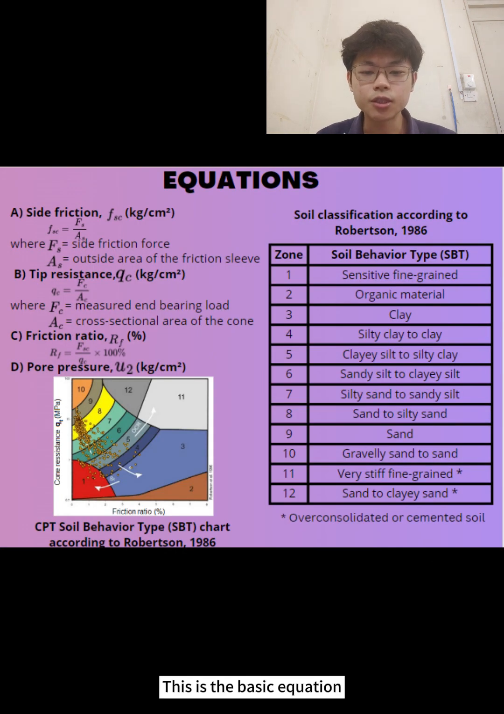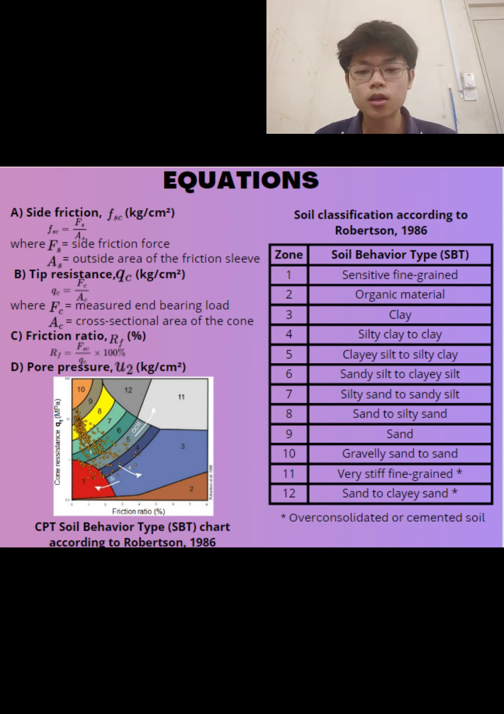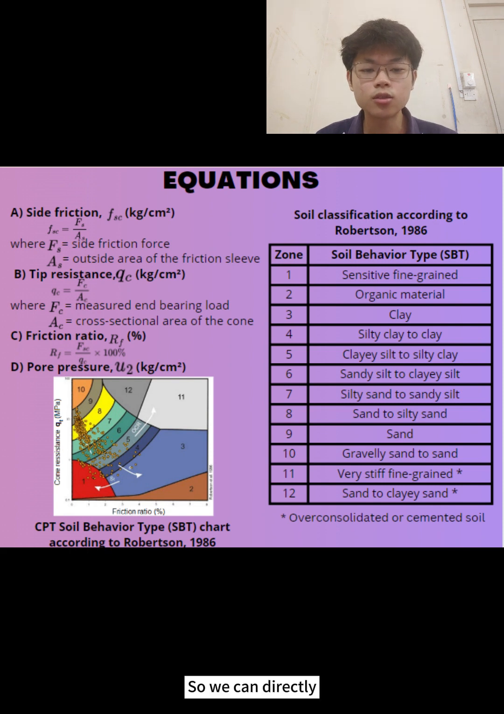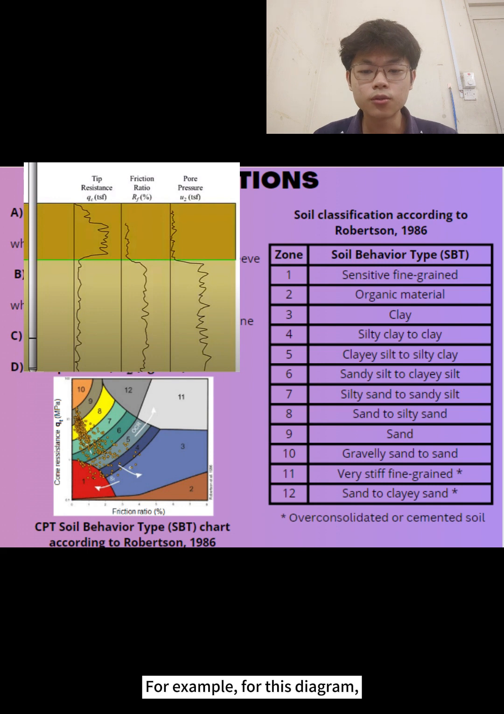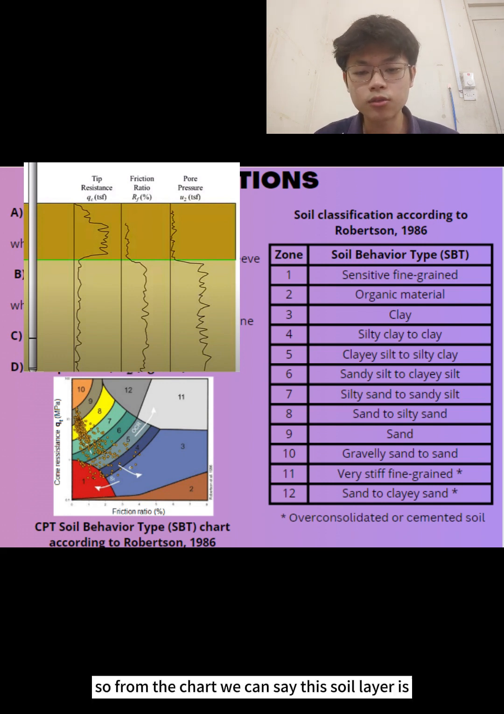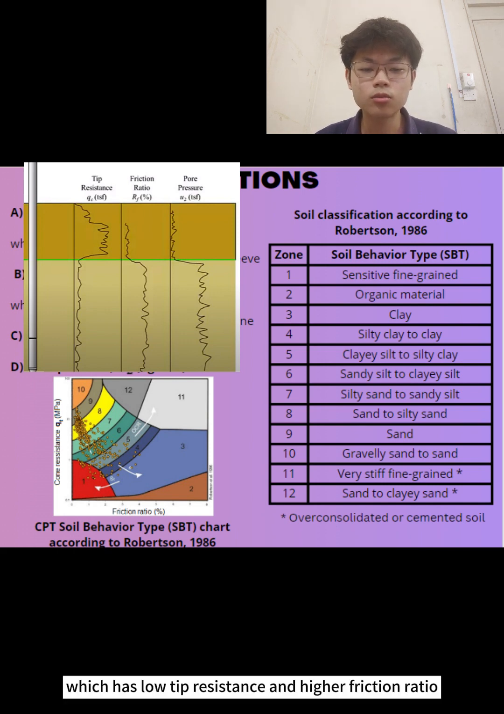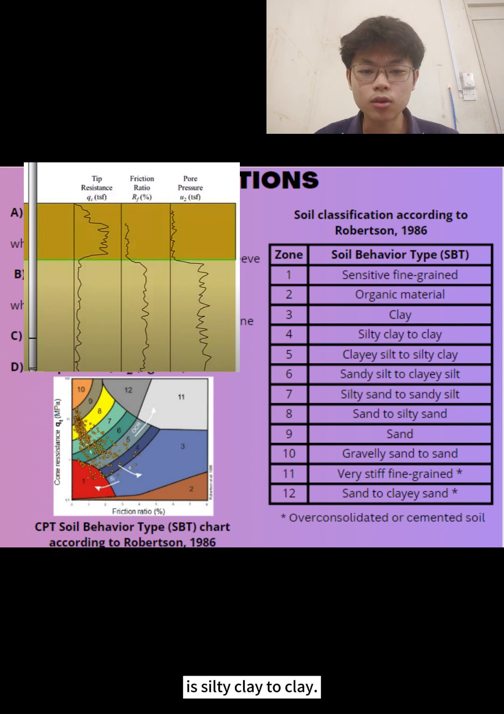This is the basic equation to get the values of tip resistance, side friction, and friction ratio. The computer will record these values automatically, so we can directly use those numbers to predict the soil type. For example, for this diagram, the upper part has a higher value of tip resistance and lower friction ratio. So from the chart, we can say this soil layer is gravelly sand to sand. And the lower part, which has low tip resistance and higher friction ratio, is silty clay to clay.